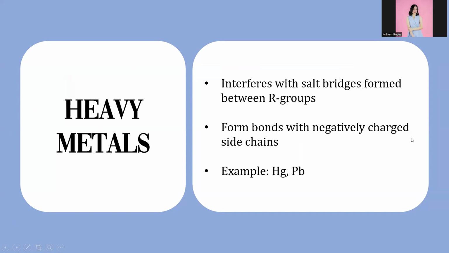So, ano ba yung mga negatively charged side chains? 'Di ba yung mga acidic, yung D and E. So, yan yung negatively charged side chains. Examples of heavy metals, again, are mercury and lead.